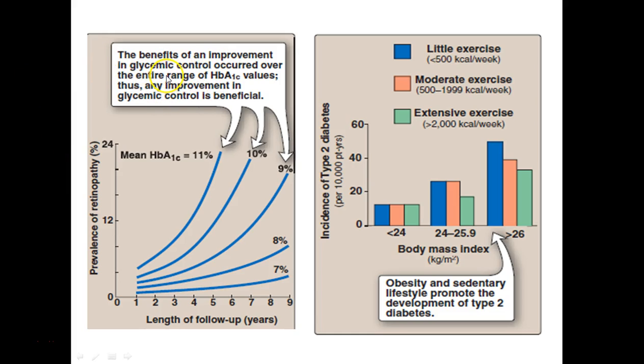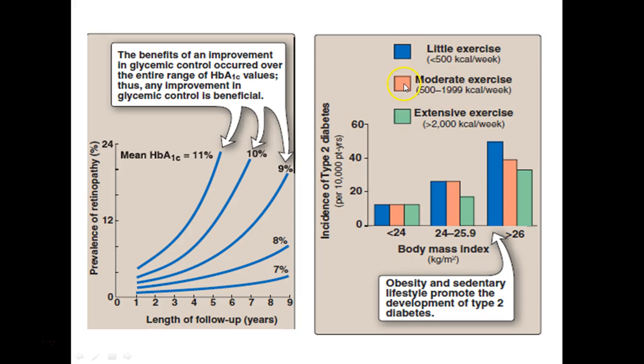So, the benefits of improvement of glycemic control. Improvement in glycemic control is always beneficial. Suppose you look at the length of follow up. All those people who are within the range of say 6 to 7 and 8 have less prevalence of retinopathy. So if the mean HbA1c is around 11, then they have almost high prevalence of retinopathy. So if the mean HbA1c value is kept below 8% or near to 7, then there is less chance of having retinopathy.